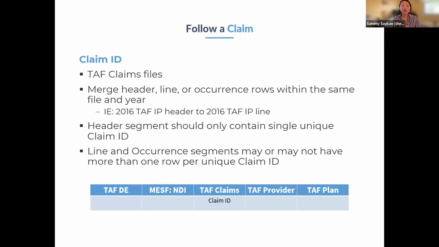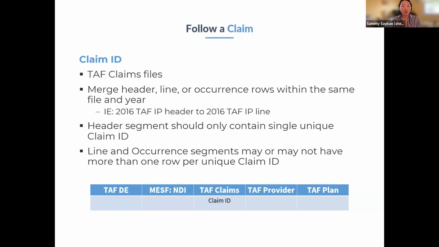And then following a claim. In general, I recommend following a claim within the same claim type and claim year. So for example, if you are working in 2016 TAF inpatient header file and you want to link the claim, link it to the 2016 TAF IP line file or occurrence file. In the very, very small possibility that a claim ID links from one file to another that you think it shouldn't, those are not related claims. It's just a very lucky day, I guess. It's very unlikely that it would happen, but if it does, it doesn't mean that they're related.